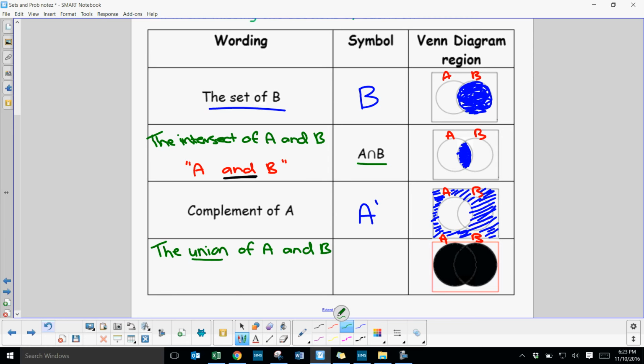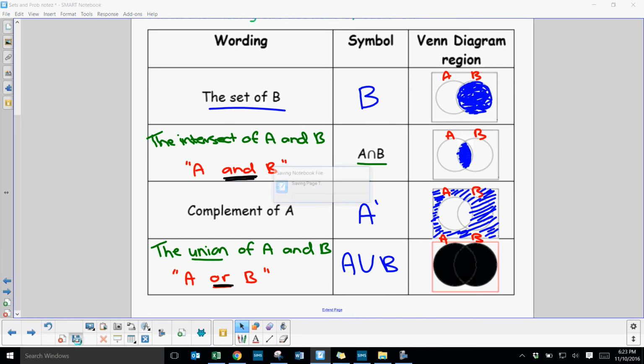Later on when we do probability, you might have this area described to you as A or B. Whereas the intersect of A and B is A and B. But you might not hear that language until you get up to probability. And remembering that the way we write the union in symbols, you put a little U in the middle. So that's a quick recap. Let's just save the work as we go.